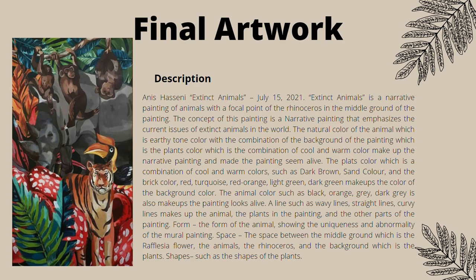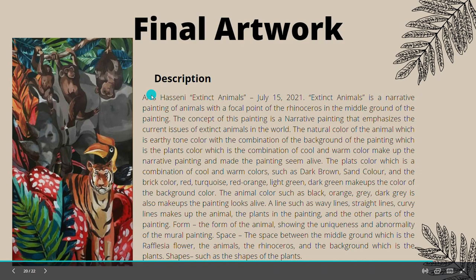The plants' color, which is a combination of cool and warm colors such as dark brown, sand color, brick color, red, turquoise, orange, light green, and dark green, makes up the background color. The animal colors such as black, orange, gray, and dark gray also make the painting look alive. Lines such as wavy lines, straight lines, and curvy lines make up the animal, the plants, and the other parts of this painting.